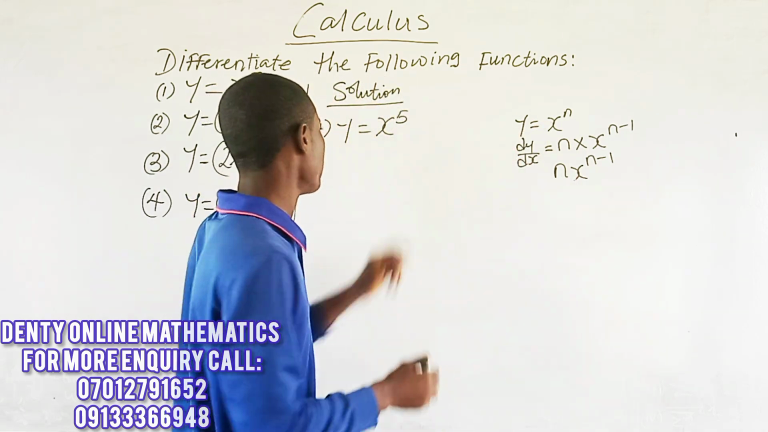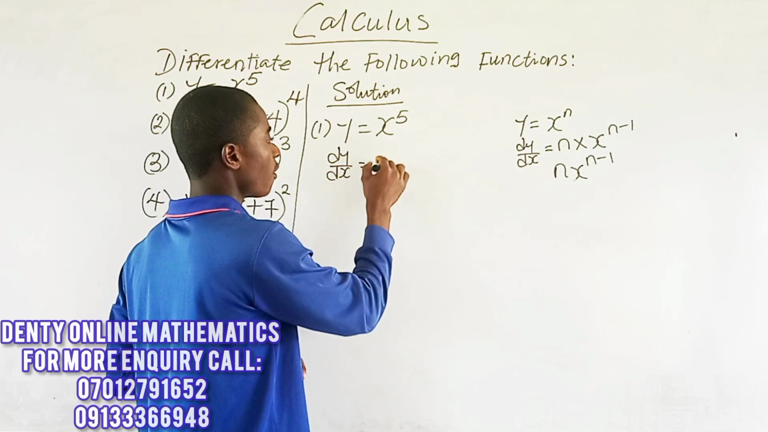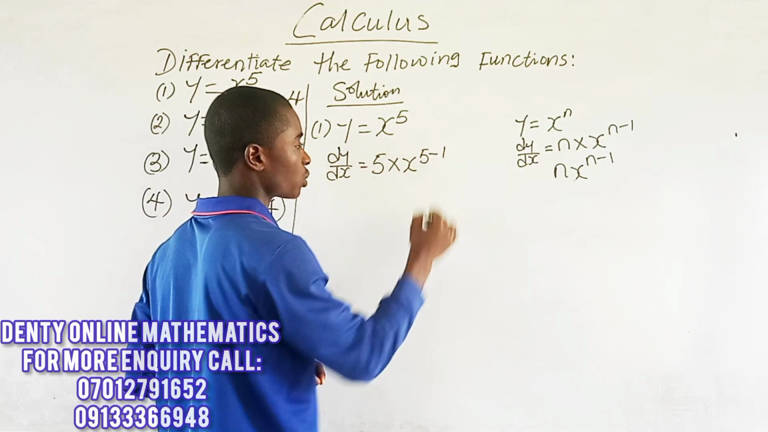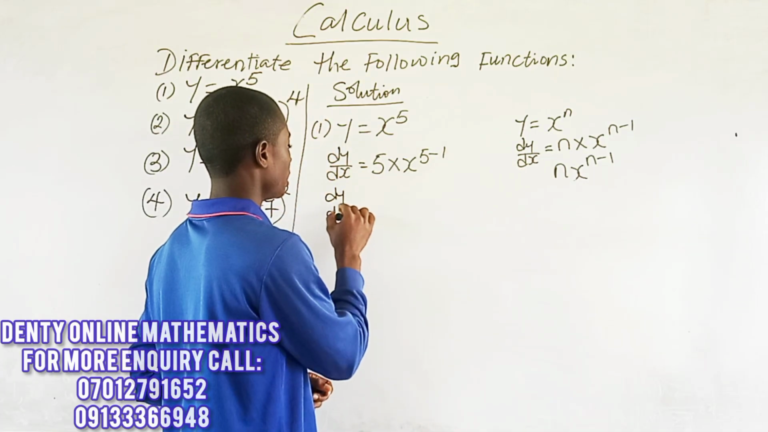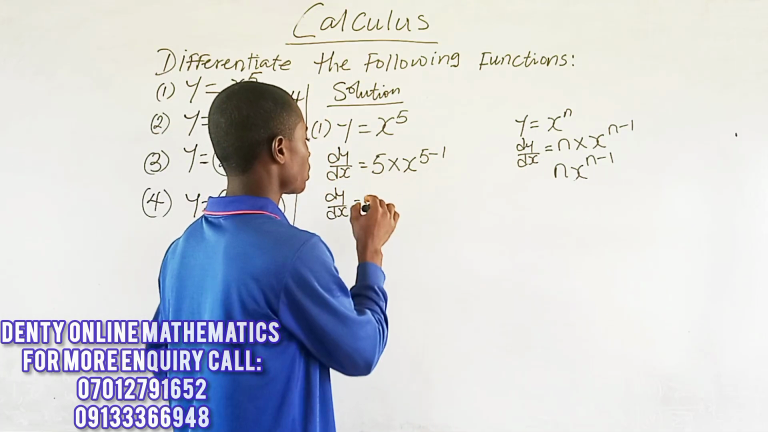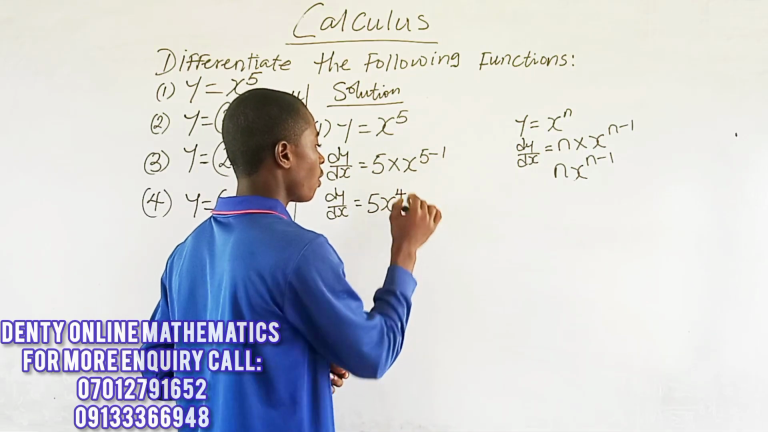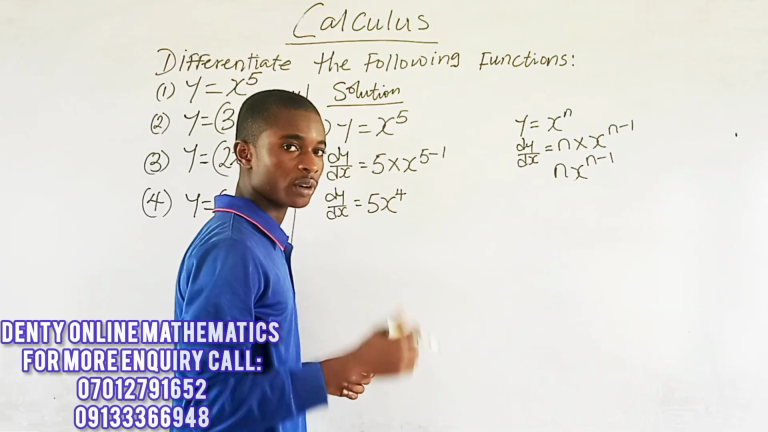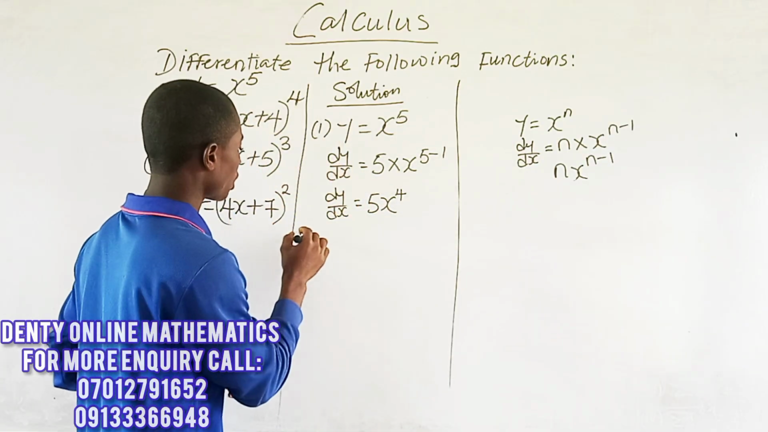The n is the 5, so our dy over our dx will be equal to 5 times x power 5 minus 1 by this rule. And then our dy over our dx will be equal to 5 times x will give us 5x. And then 5 minus 1 is what? 4. So the derivative of x power 5 is 5x power 4. You get? That's for that one. Now let's proceed further to the second one.